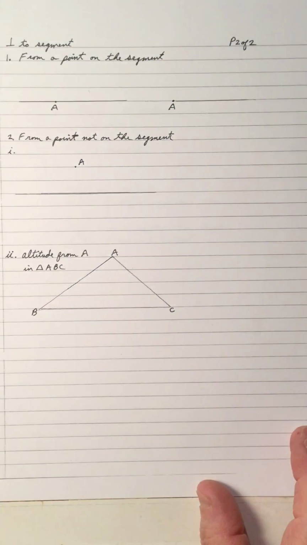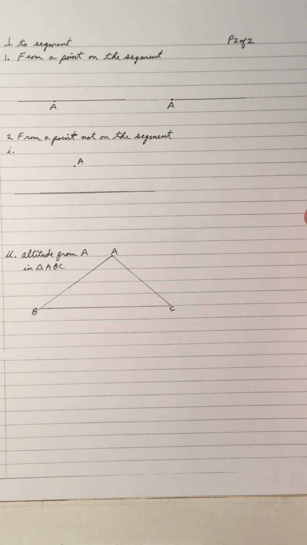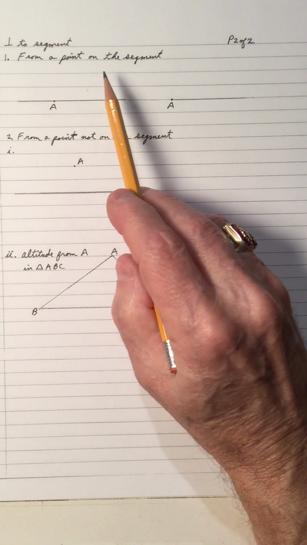Hi, welcome to my video on constructing a perpendicular to a segment using a compass and a ruler. We're not going to use a protractor. Construct a perpendicular to a segment from a point on the segment.